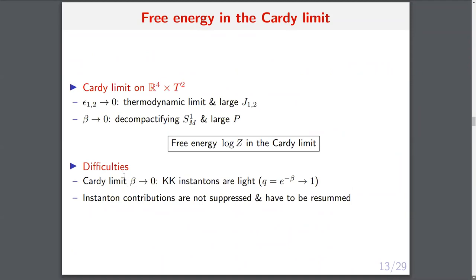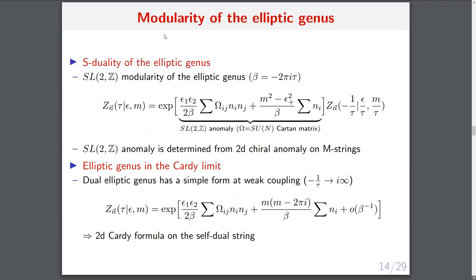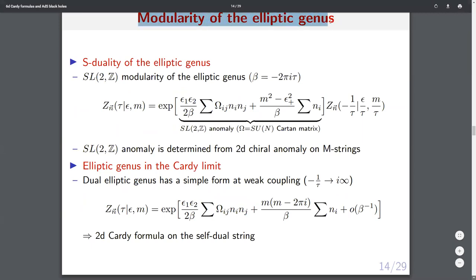So the main difficulty comes from the fact that the Cardy limit requires, as I've said, beta going to zero. The beta to zero limit is the decompactification limit of this M-theory circle. And in this limit, Kaluza-Klein instantons are becoming very light. And therefore, the instanton fugacities are very close to one. And in this case, the instanton series contributions are not suppressed. And the infinite instanton contributions have to be resummed in order to obtain the correct result at the Cardy limit. So we circumvent this problem by using some non-perturbative properties of the elliptic genus. More precisely, the modular property of the elliptic genus.